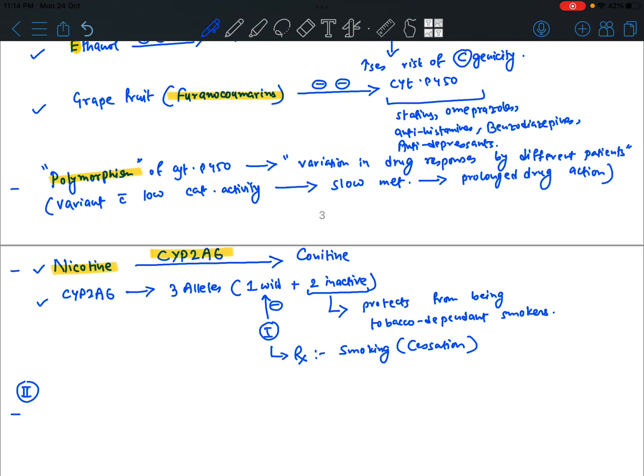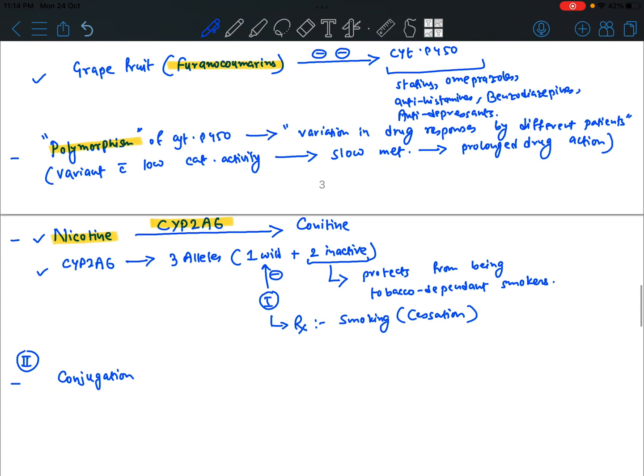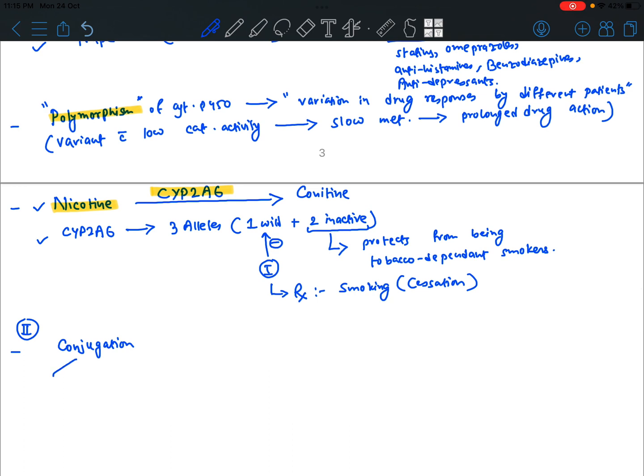In phase 2, usually with the help of conjugation, we convert the phase 1 intermediates into more water soluble, or you can say hydrophilic compounds, which will therefore be excreted in urine or bile. So there are various ways of doing conjugation. We can conjugate with the help of glucuronic acid.